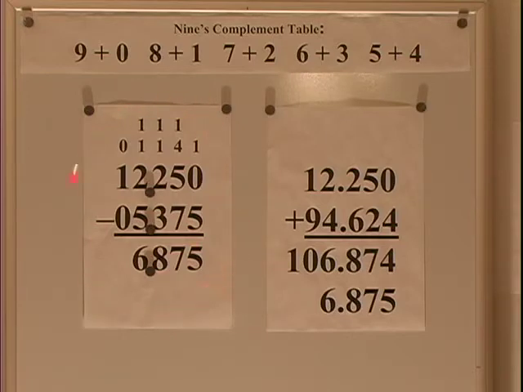Subtraction by subtraction, everything stays the same, these numbers. So my answer is 12.250. From 12.250, I subtract 5.375. I get 6.875.